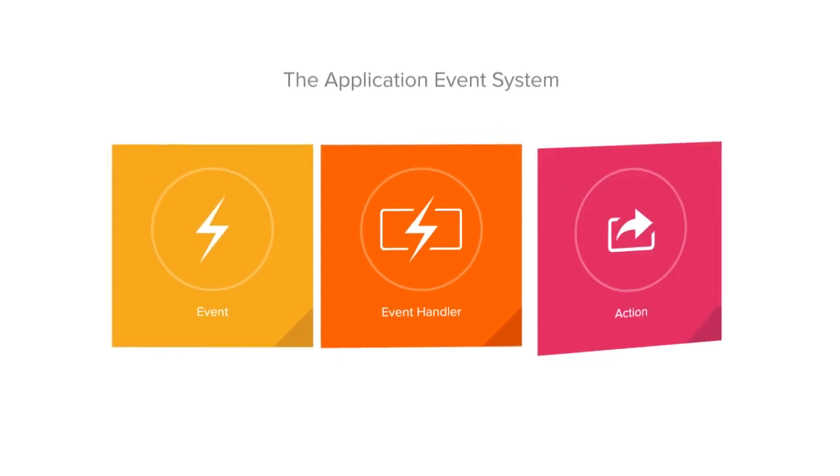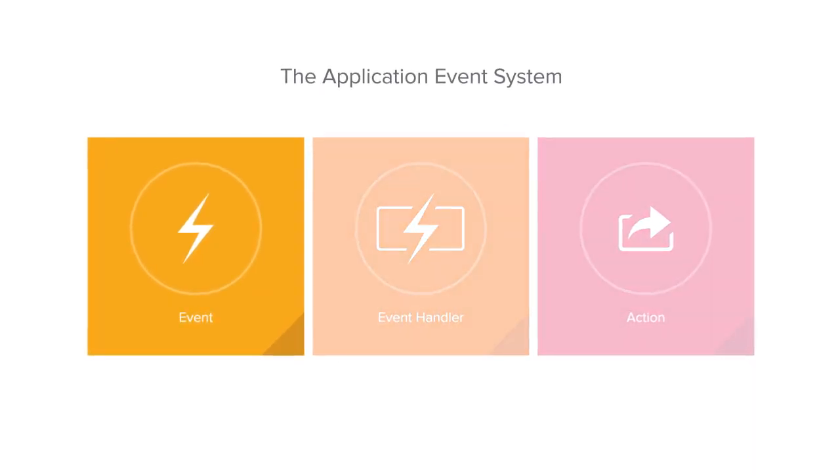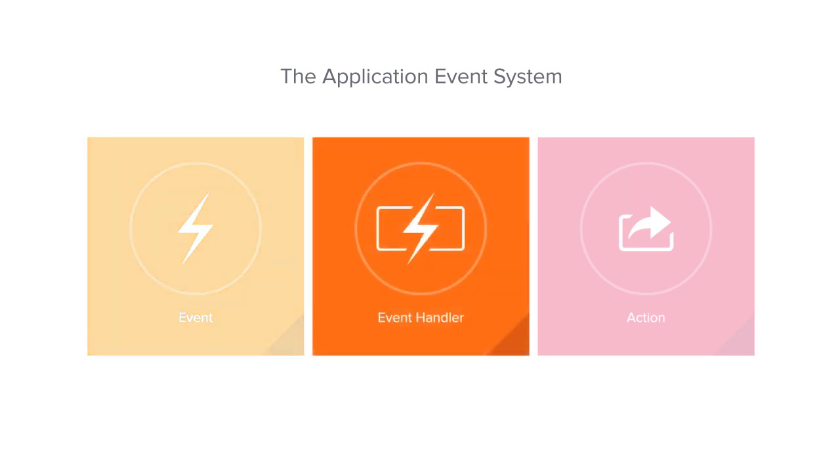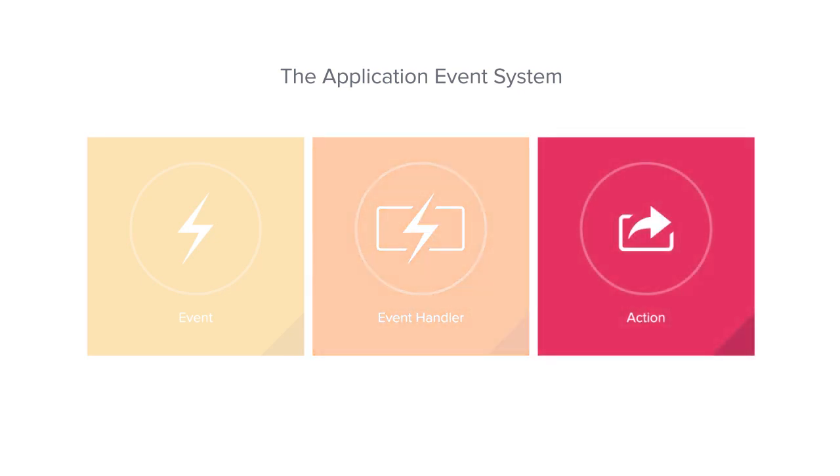The AES is made up of three parts: events, event handlers, and event actions. Events are typically generated when a user does something like saves a record or presses a button. The event handler watches for a certain event, and when it sees it, it responds with an event action.